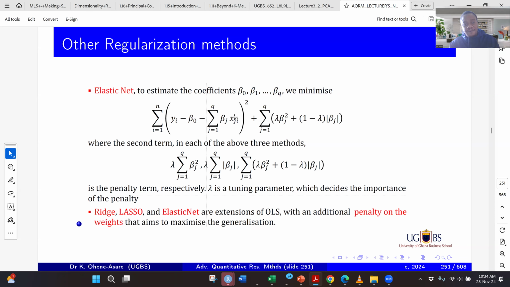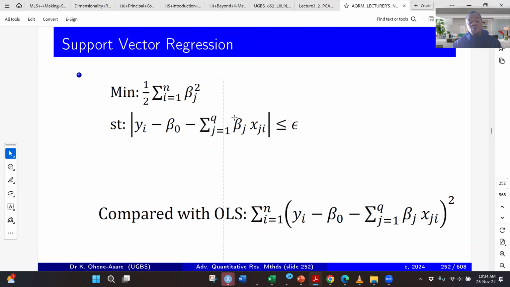Cool. Now, another approach, and again, I'm just giving you an approach. You're not supposed to use them all the time. Another approach is using the support vector regression. Again, when you look at it, this one uses a proper minimization approach. You're minimizing the sum of the beta squares subject to the errors.